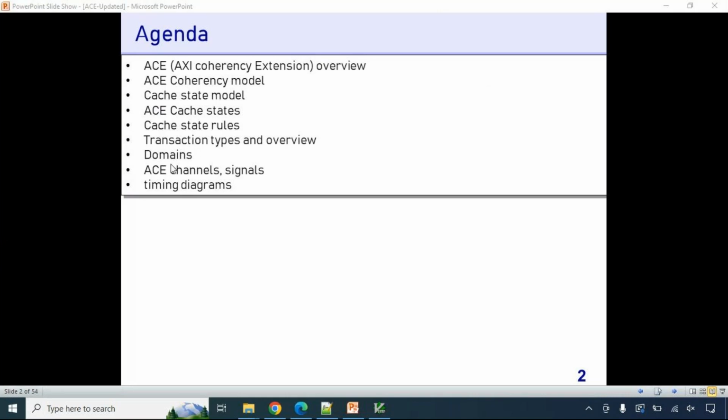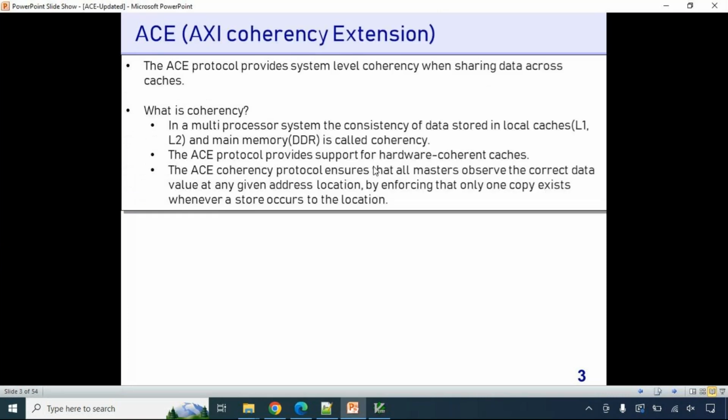Then we'll talk about domains. What is the concept of domain with respect to cache coherency? Then we'll go into the ACE protocol, the ACE channels and the signals, and the corresponding timing diagram with respect to each of these transactions. So first, let us start off with the ACE protocol overview.